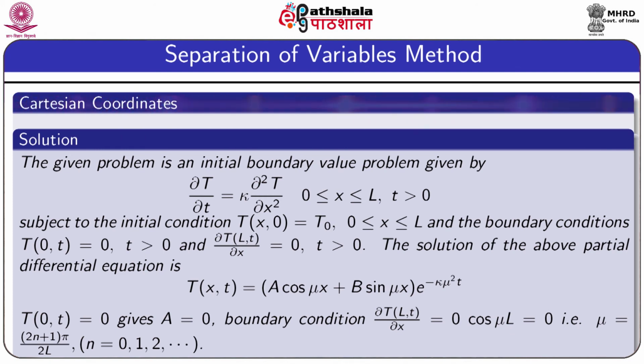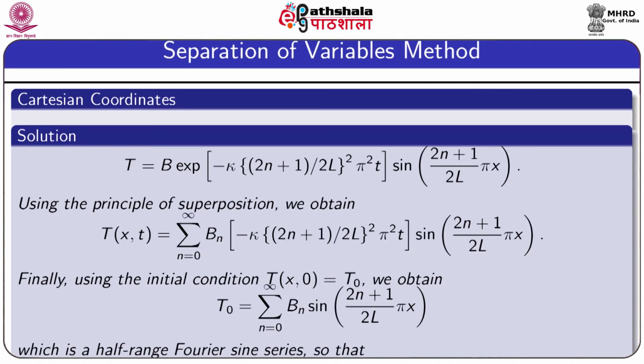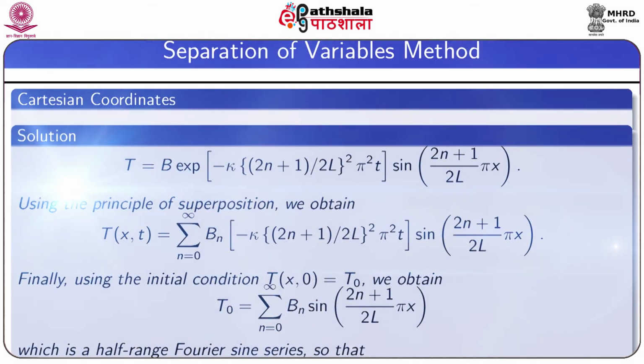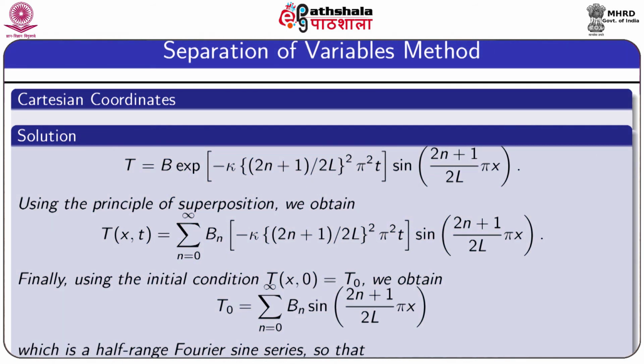Thus, substituting the value of mu in the general expression, we get capital T is equal to B exponential of minus kappa ((2n plus 1) pi by 2L) square t into sine of (2n plus 1) pi x by 2L. Using the principle of superposition, the linear combination of all solutions is also a solution of the original equation. Thus, we obtain the expression for capital T as the sum over n of Bn into exponential of this, sine of this, which is written here.